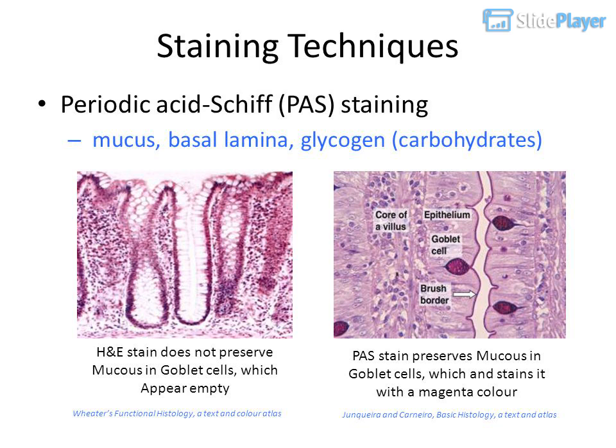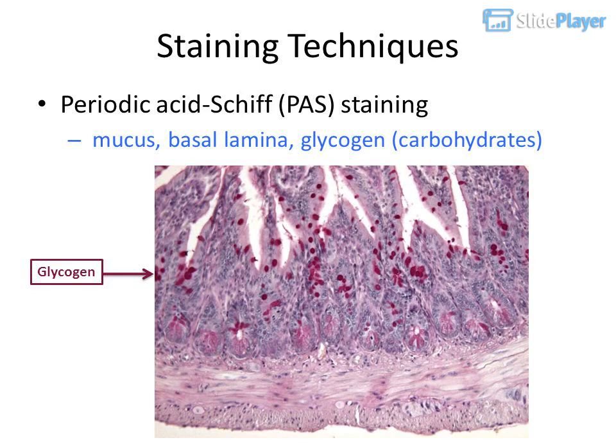Staining techniques. Periodic acid Schiff, PAS, staining: mucus, basal lamina, glycogen, carbohydrates. H&E stain does not preserve mucus in goblet cells, which appear empty. PAS stain preserves mucus in goblet cells, staining it a magenta color. References: Wheater's Functional Histology, a text and color atlas; Junqueira and Carneiro, Basic Histology, a text and atlas.